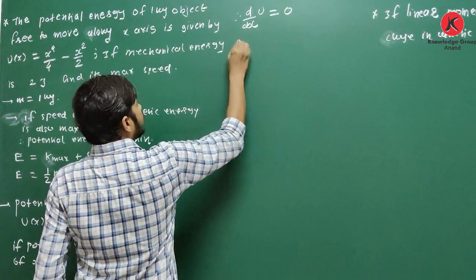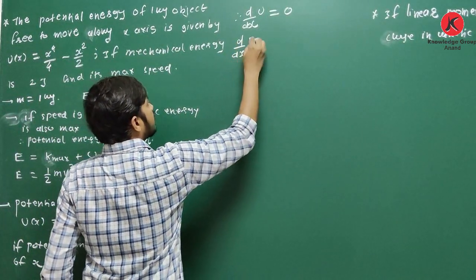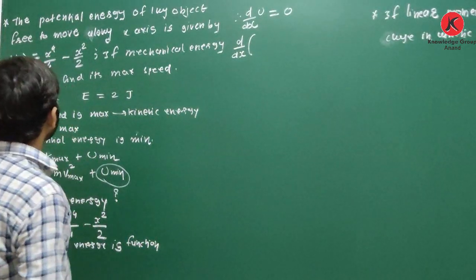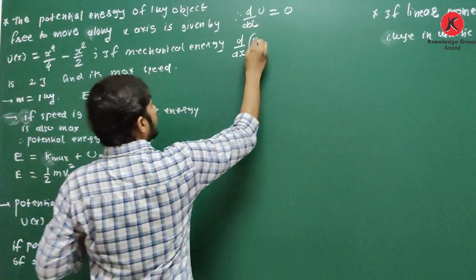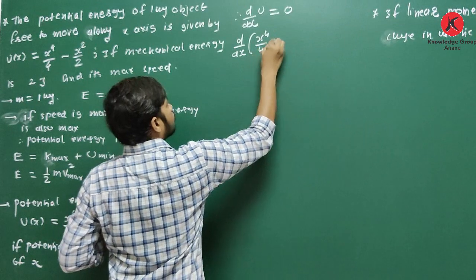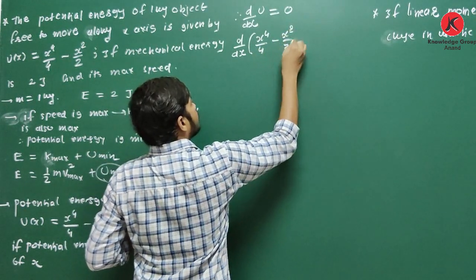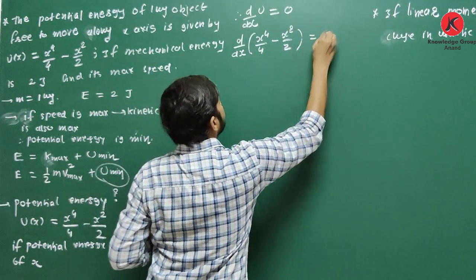Now, d upon dx of U. What is the value of U? Here it is x raised to 4 upon 4 minus x square by 2, and this is equal to 0.